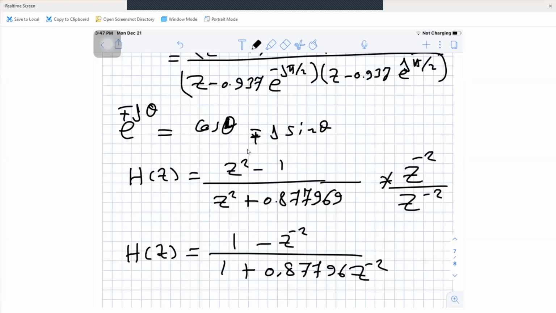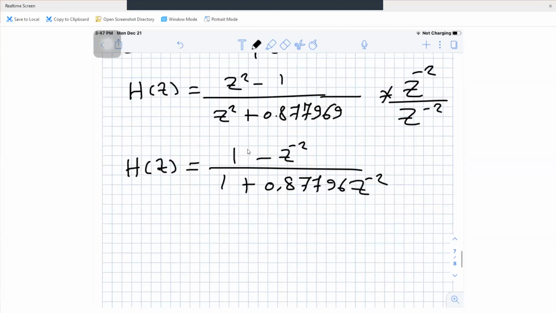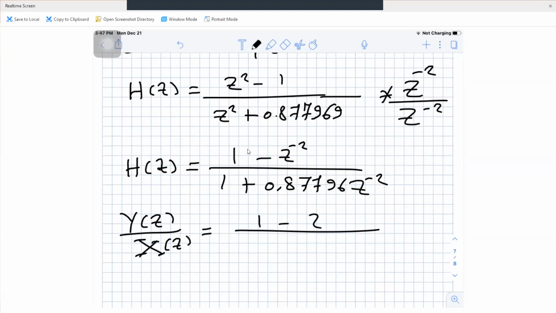Now, in the previous lecture, again, I have told you that the transfer function is composed of Y of z over X of z. Now look, please. H of z can be expressed as Y of z over X of z, and it equals 1 minus z to the minus 2 over 1 plus 0.87796 z to the minus 2.